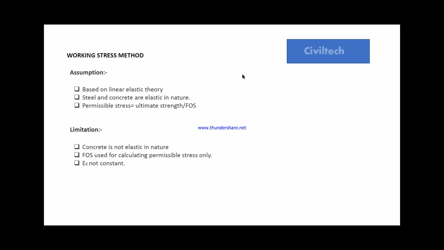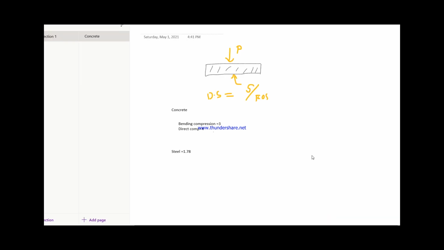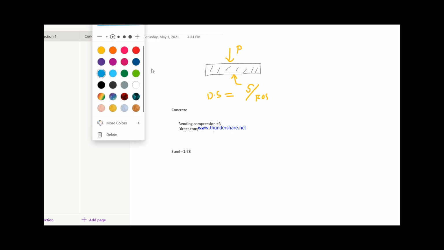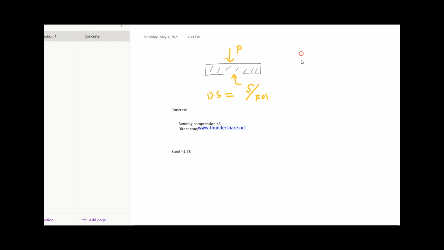In the third assumption, to get the permissible stress, we divide the ultimate strength by a factor of safety. See, whenever we design any section, we concentrate on two things. First, load, which I denote by P. Second, strength, which I denote by S. So this is my external load and this is my strength of material.